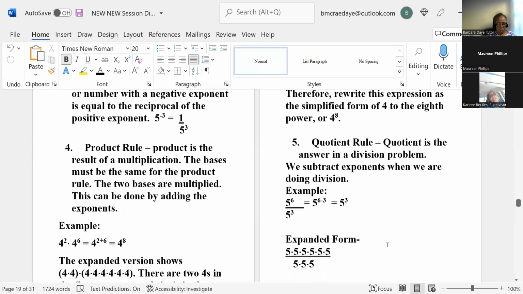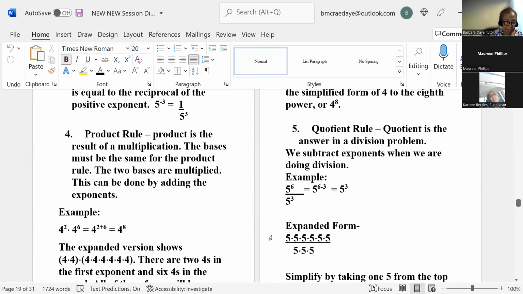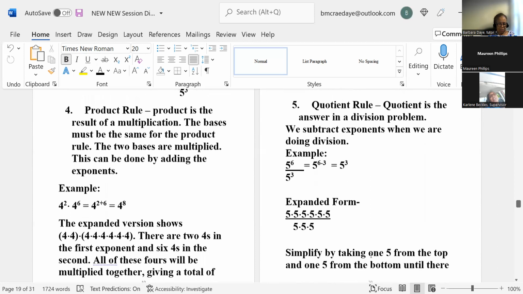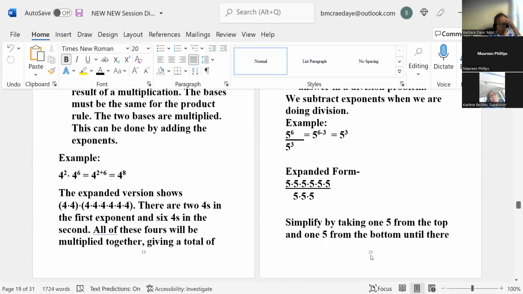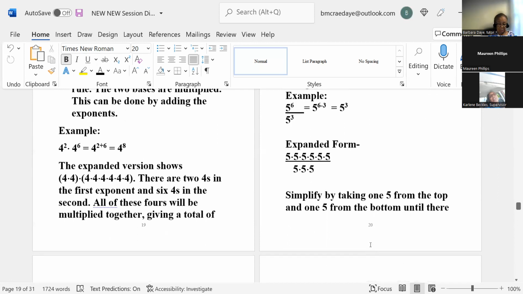Now, you could expand this. 5 times itself 6 times, right? Divided by 5 times itself 3 times. And if you cross out all the 5s in the denominator, what do you have left? So you cross out a 5, 5, 5, and you have 5 to the third. So that's the way you can do it in the expanded form.